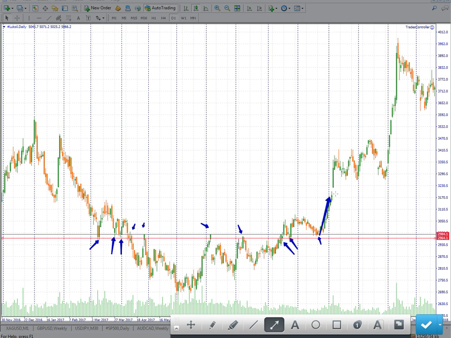We have a gap. After that gap, there's an increase in volume. This candle here shows that we are supposed to continue even higher. After the gap, we see an increase in volume, a good sign that we are upwards.